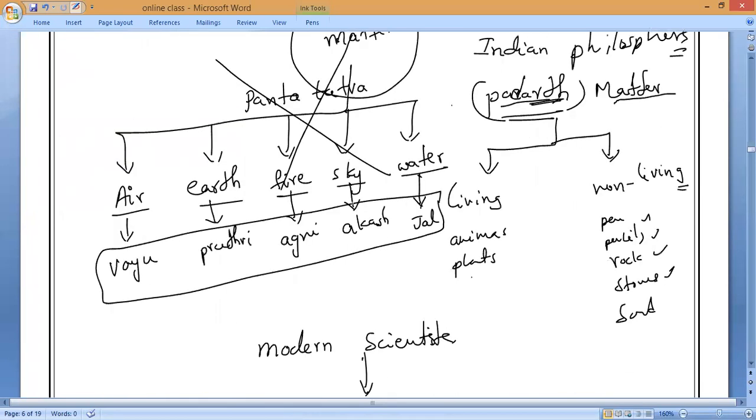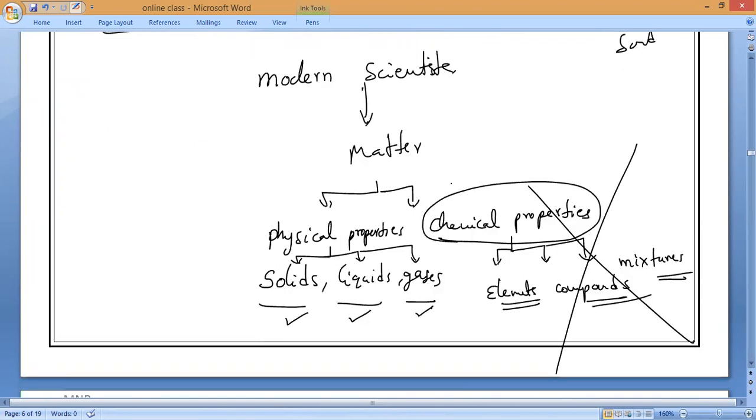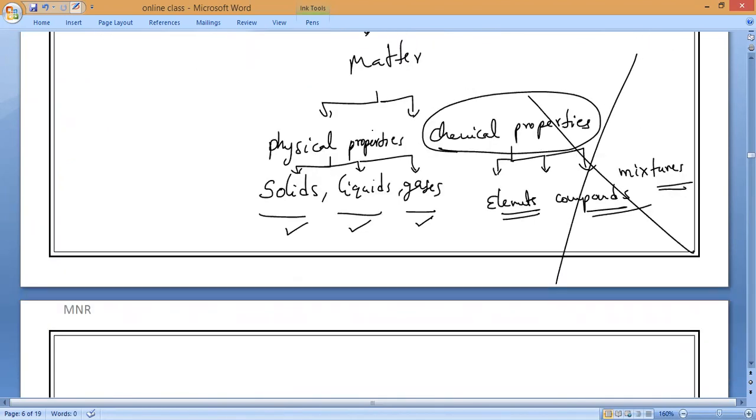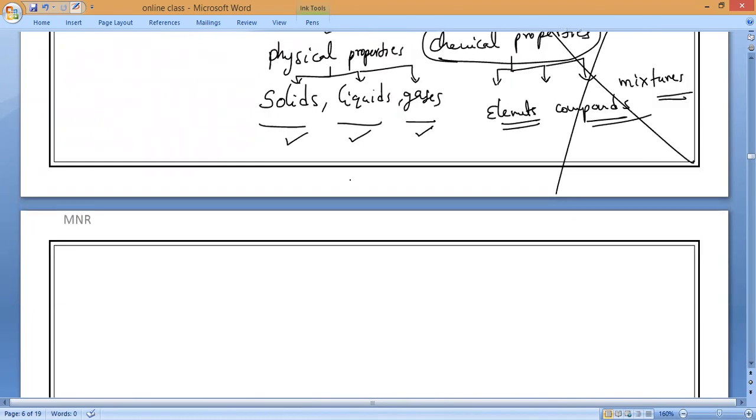So our Indian philosophers used to classify into vayu, prithvi, agni, akash, and jal. But our modern scientists classified based upon the appearance as well as chemical properties. Appearance we can say physical properties, and chemical properties means reactivity. So okay, now chapter 1 we'll study based only upon physical properties.